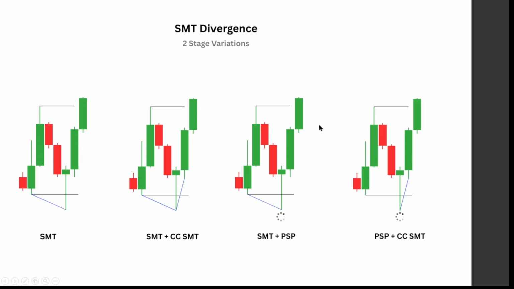But then finally, when it comes to SMT divergence, we always like to confirm that SMT divergence with a second crack in correlation, or what we call a second stage. So over here, we just have a regular SMT, but that regular SMT can be confirmed with what we call consecutive candle SMT, where in one asset, the previous candle fails to get taken out that low, while in another asset, price is taking out that low. So we have a first SMT and then a second SMT that is between consecutive candles. And then you can either have an SMT and then a precision swing point confirms that SMT.